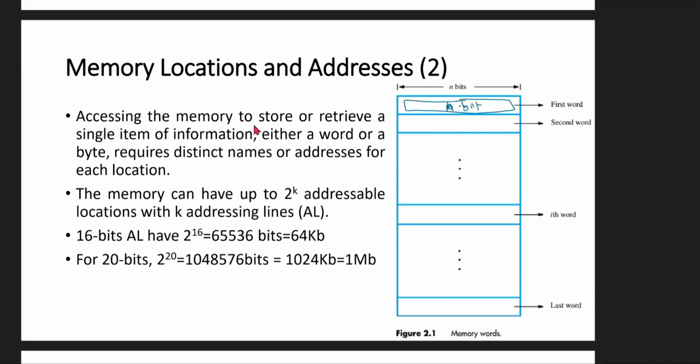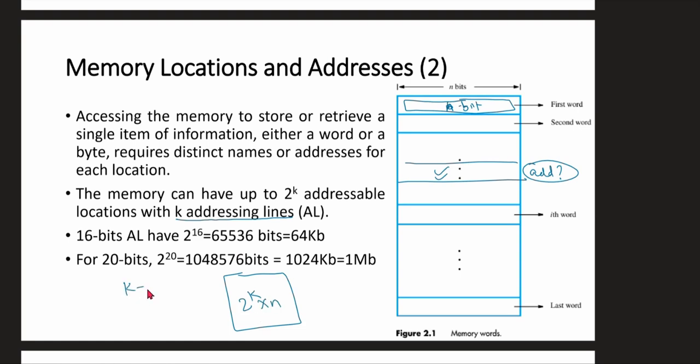Accessing the memory to store or retrieve a single item of information, either a word or a byte, requires distinct names or addresses for each location. If you want to access data from this location, then you should know the address of this location. The memory can have up to 2 to the power k addressable locations with k address lines. So memory is basically represented as 2 to the power k cross n, where k indicates the address lines and n indicates the data lines.